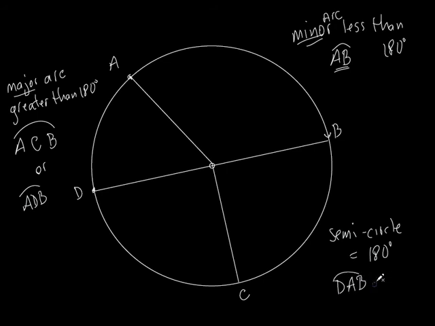So you could call it that, or what else could you call it? DCB. You could always go backwards too, couldn't you? You could go BAD, that bad angle or that bad arc, or you could go BCD. It doesn't matter. You don't have to start at D and end at B. You could start at B and end at D, but you got to have a point in the middle.